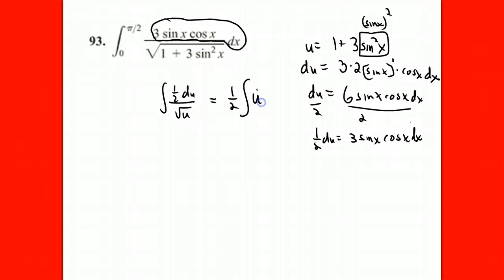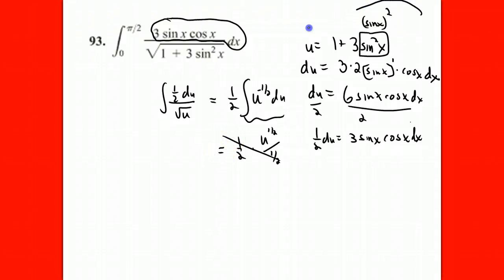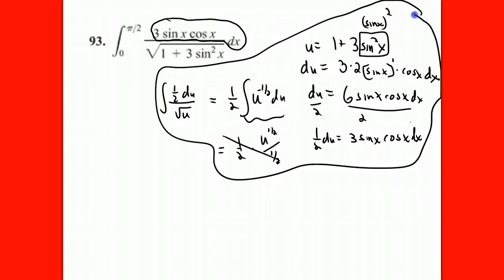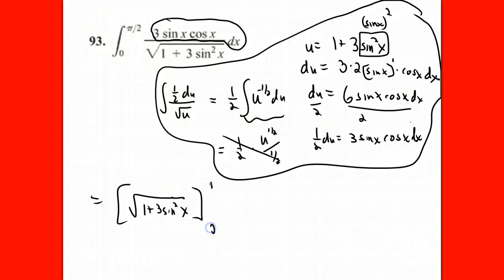I'm going to rewrite that as u to the negative 1/2 and use the power rule in reverse. Add 1, divide by the same thing. So I have u to the half. Let me go ahead and write this divide by half, because this half out here and that half from integration conveniently canceled. I want you to think about all of this as side work. Necessary. I need to see it, though, for you to tell me that the antiderivative of the original is just the square root of 1 plus 3 sine squared. And you go and evaluate it from 0 to pi over 2.